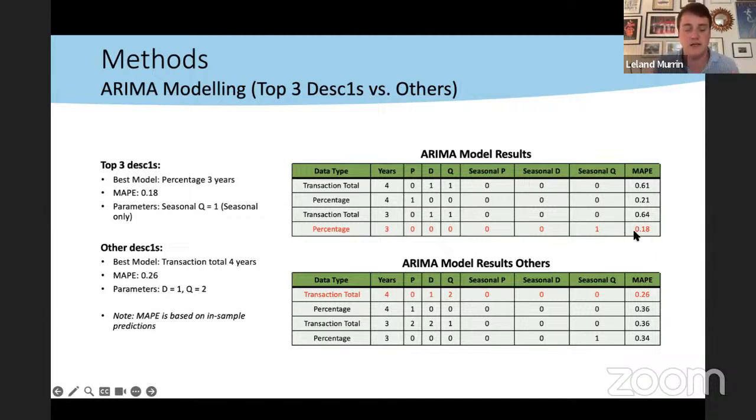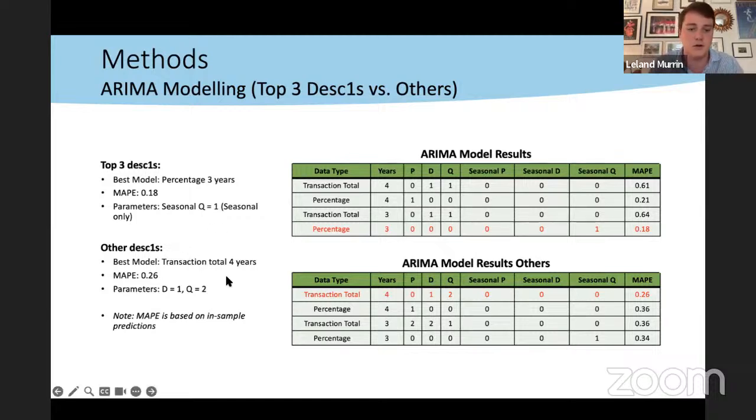So definitely, as we confirmed, as we had an inkling from the seasonal decomposition and seeing some seasonality there, by percentage for the past 3 years, the best model that came out for the ARIMA was a purely seasonal model. So definitely some seasonality to be explained.